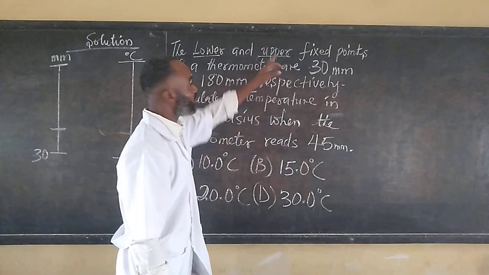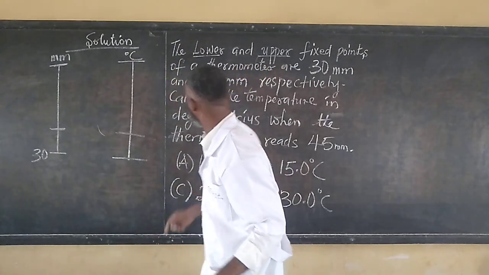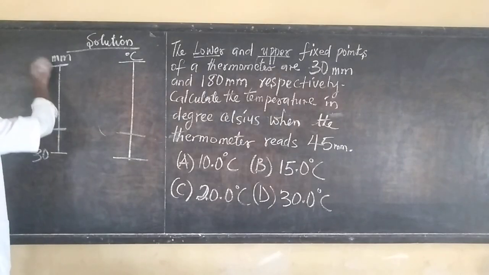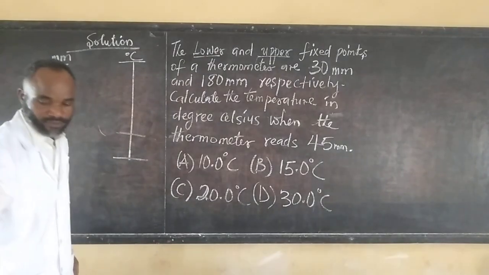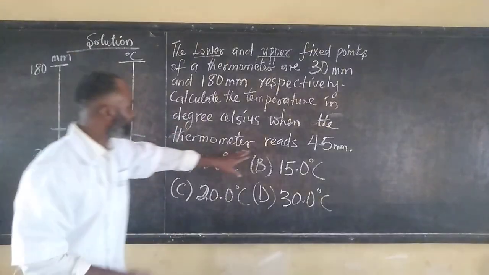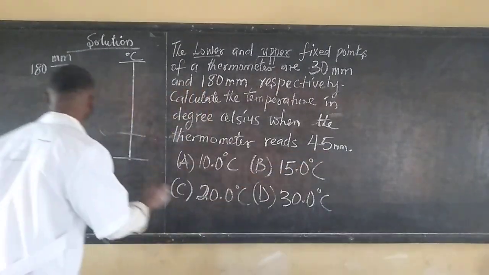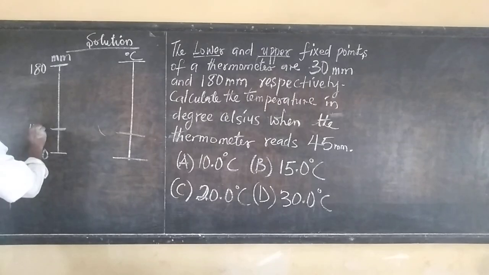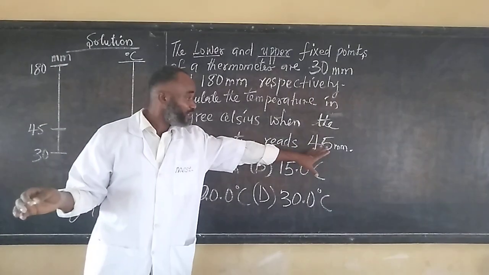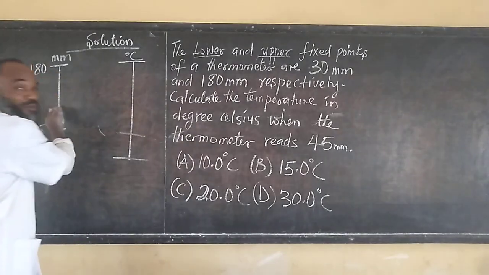The upper fixed point of the faulty thermometer is 180. So we have 180 here. Good. So what happens next? Then it reads, look at 45 at this point. Or rather 45 millimeters, not degrees, millimeters. That's the faulty thermometer now.